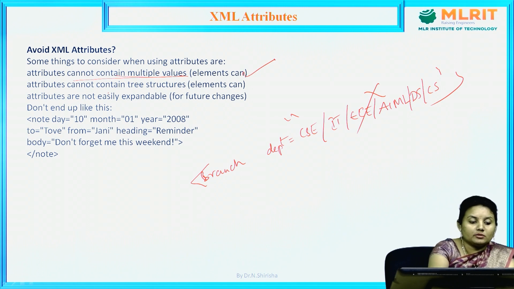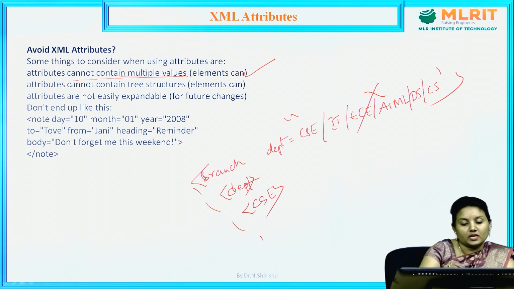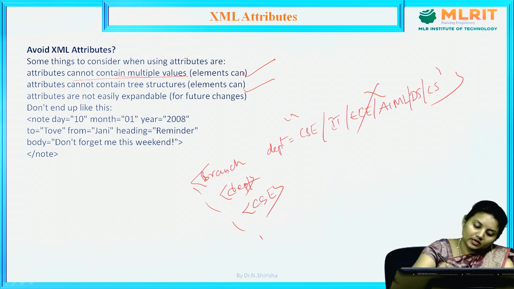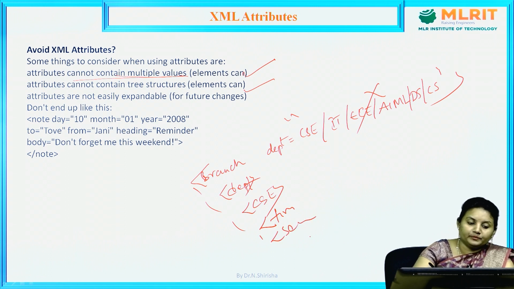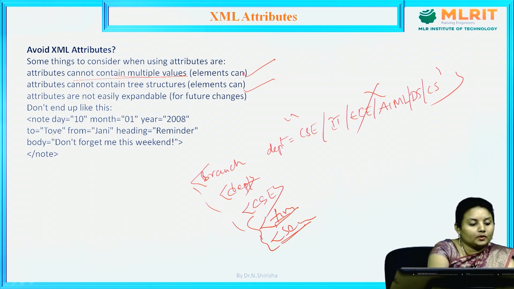Attributes cannot contain a tree structure. So you have a branch, inside this you can write a department, inside this you can have CSE. Like this you can have sub-children. So elements can, but attributes cannot. Attributes are not easily expandable. Suppose you can add one more element here, say first years, second years, like that. But if you wanted to add these as attributes, that is not possible. So, you cannot write note, day, month, year as multiple attributes for a single element. This is wrong.